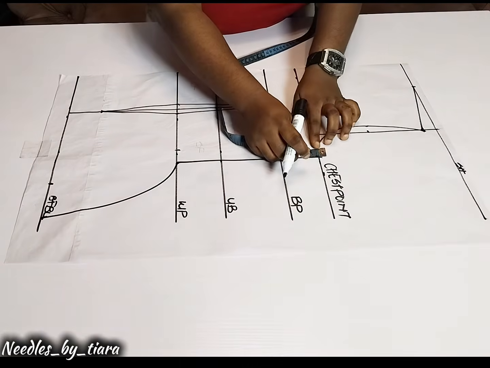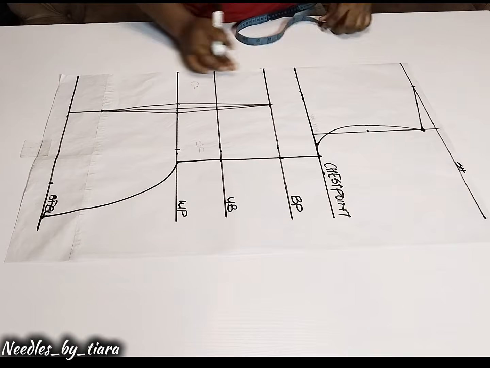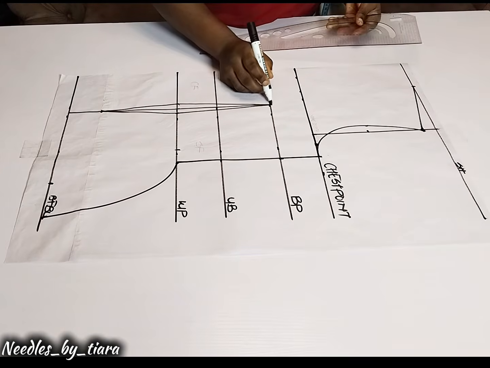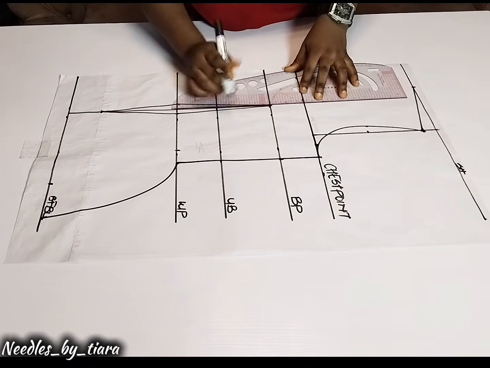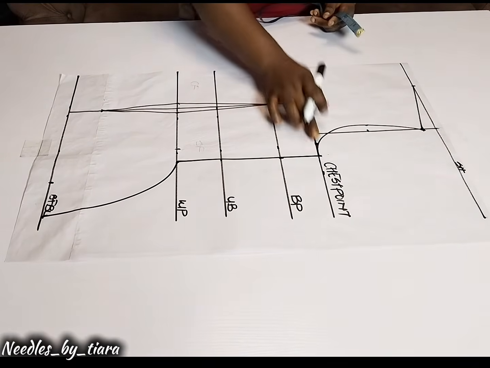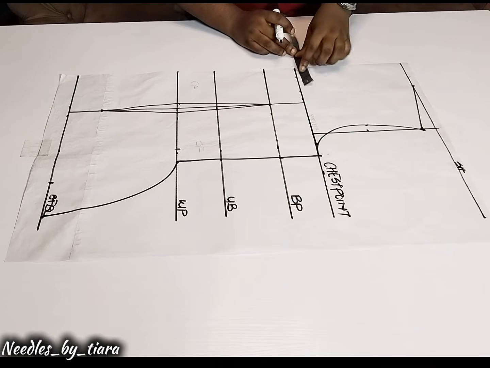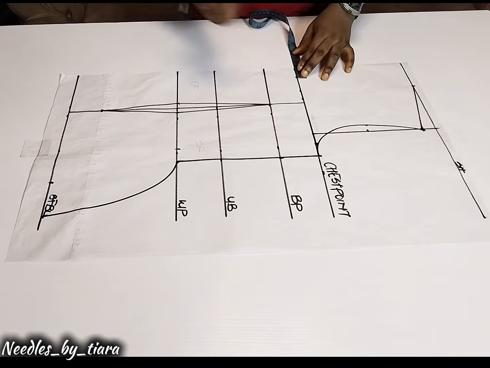Now remember, just like we did for the front pattern, place your tape on your chest point and come up at that point by 0.5 inch, connect it all the way in. So just like you did with your front pattern, you'd most definitely have to do the same for your back pattern. So now at that point, you'd go ahead and extend that line all the way up, just like we did.